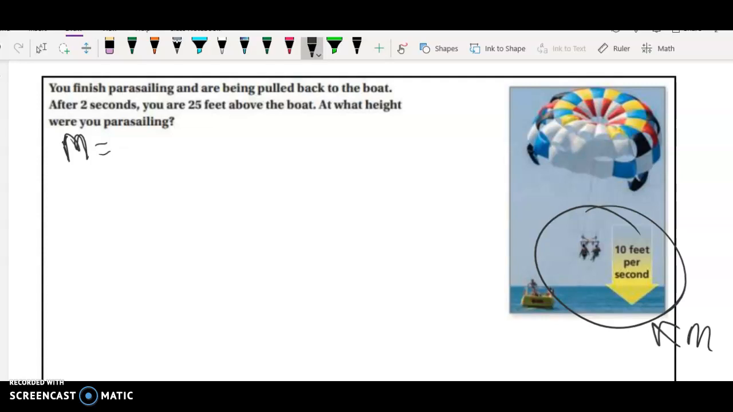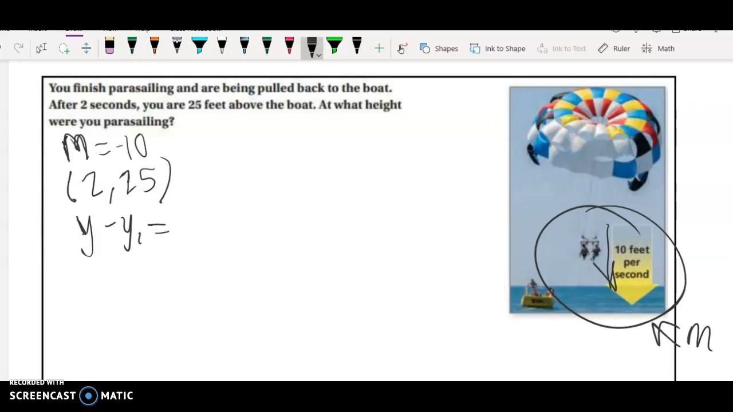And so we have a slope of negative 10. We're going down and being pulled towards the boat, and since we're going down 10 feet per second, our slope is negative because we're going towards the boat, not up in the air. And so we know our slope, and our point, we go 2 seconds. So after 2 seconds, we are 25 feet above the boat. And so now we can plug that into our point slope form.